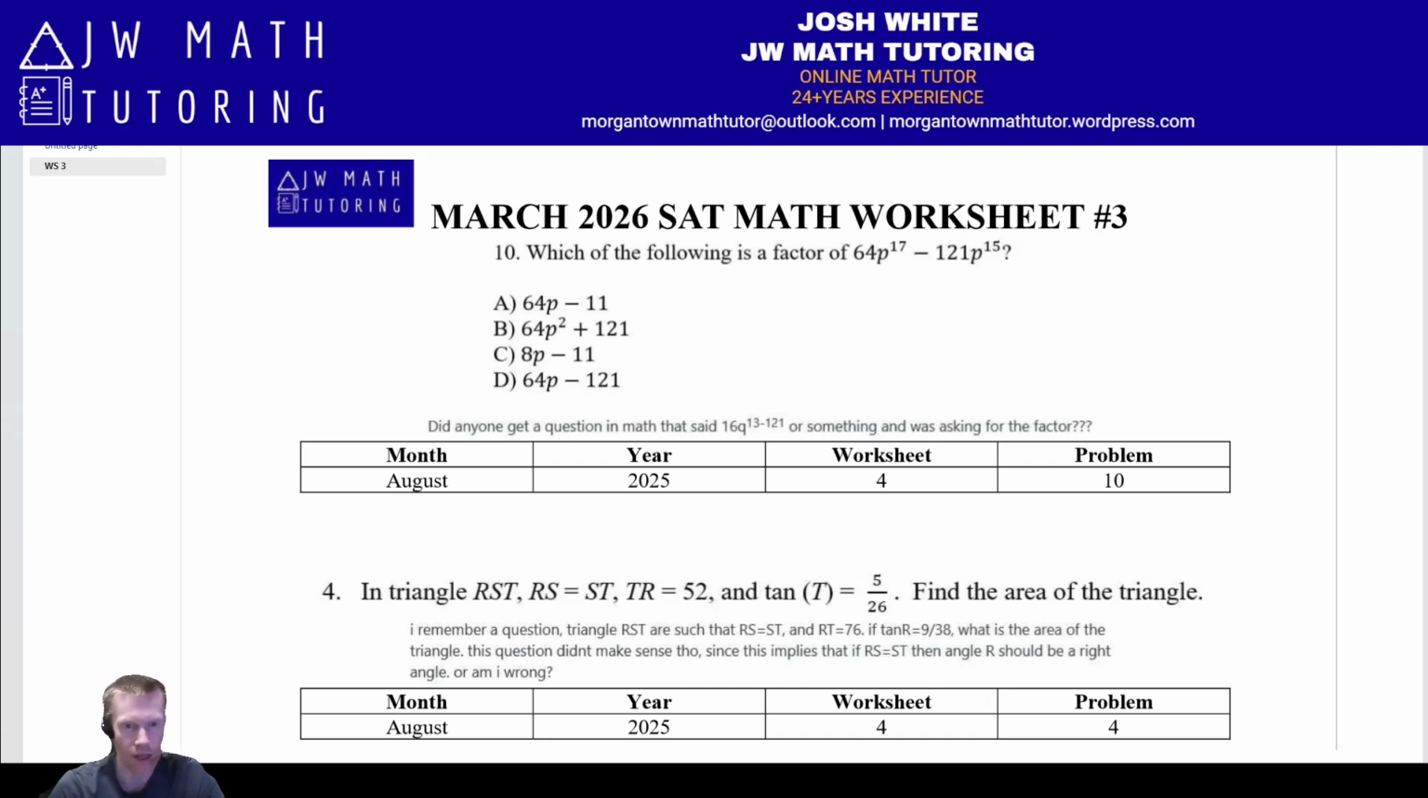I don't think this one is set up quite correctly because you can see 16 is a square and 121 is a square, but q to the 13th is not a square. So the power on that q is probably incorrect, or there's possibly something missing with it. But this is the general idea of the problem.